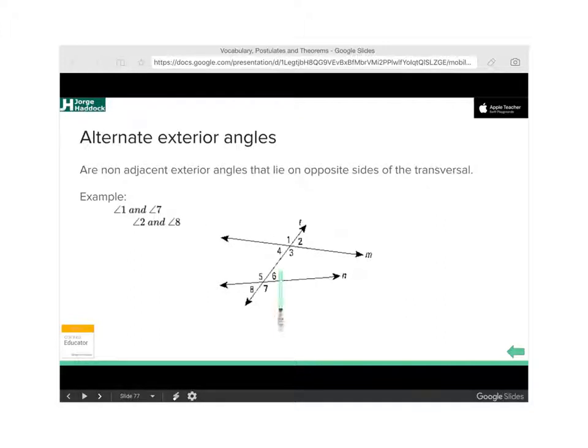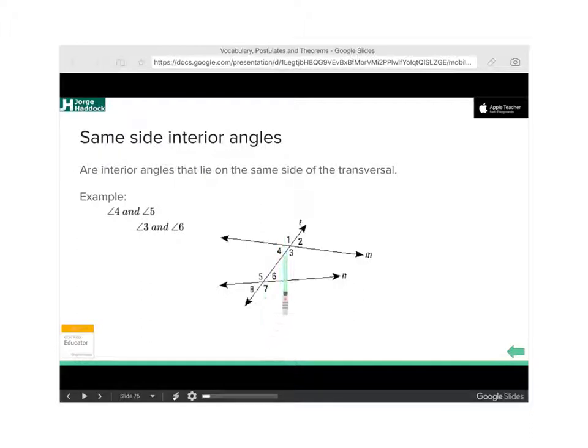The last pair is the alternate exterior angles. Very similar to the alternate interior, but in this case, they are both outside. They are non-adjacent exterior angles that lie on opposite sides of the transversal. So in this case, it's 1 and 7, 2 and 8.